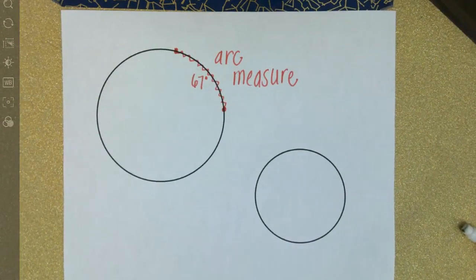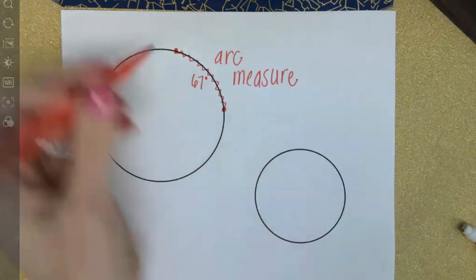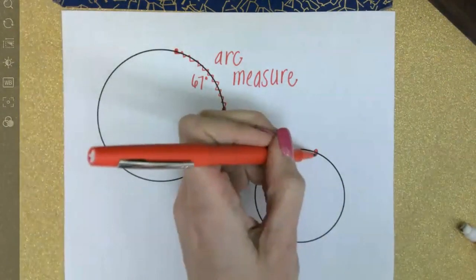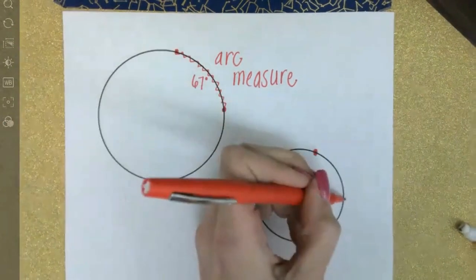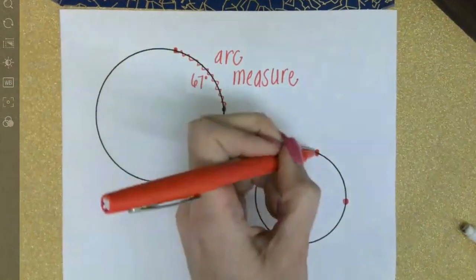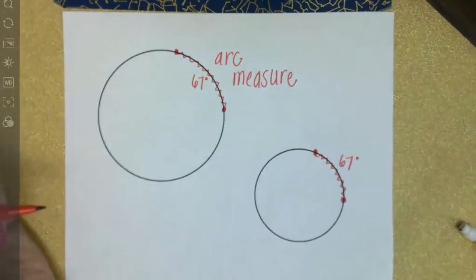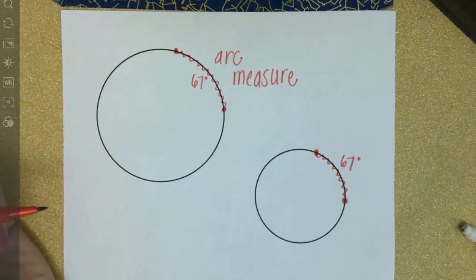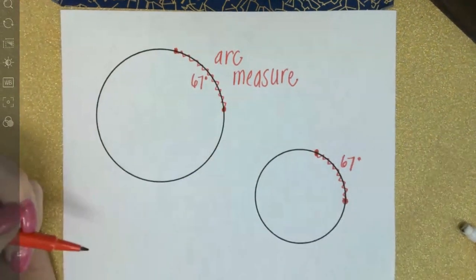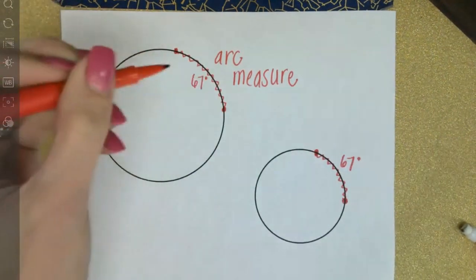Now, a smaller circle, if we try to do those same relative positions, might also have a 67 degree arc right here, okay? So the size of the circle doesn't matter for how many degrees, it's just what part of the 360 all the way around do we have, okay? So these are arc measures.